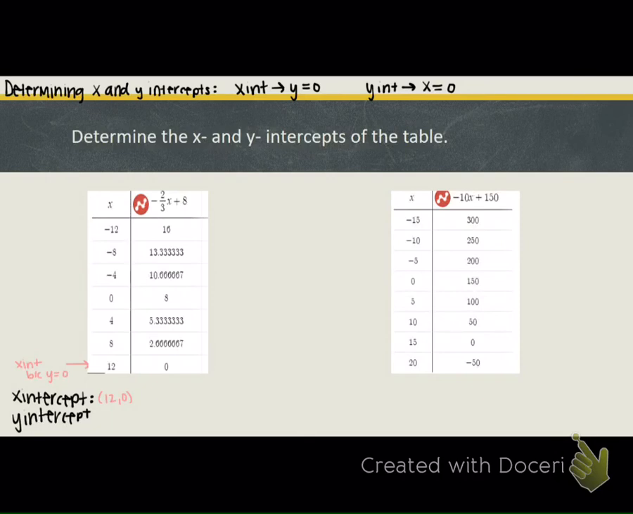Okay, RC, what is my y-intercept? But say it as an ordered pair. Be careful, x comes before y. So this is the y-intercept because x equals 0.